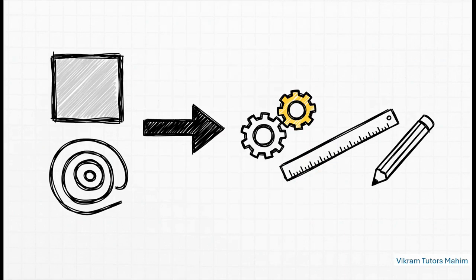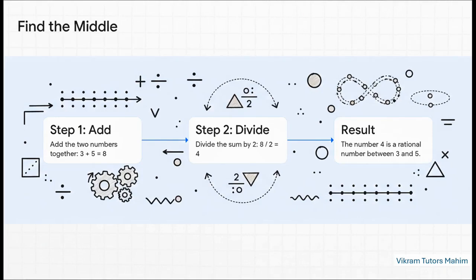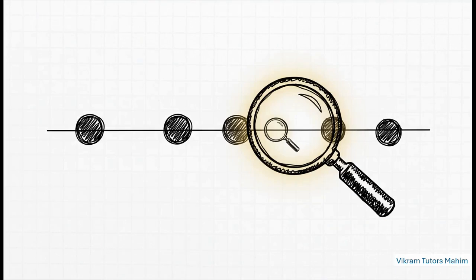Okay, so we've met both types. Now let's see what we can do with them. Want to find a rational number between two others? Easy. Just find the average. Add them up. Divide by 2. And what's crazy is you can do this forever. There's an infinite number of them in there.